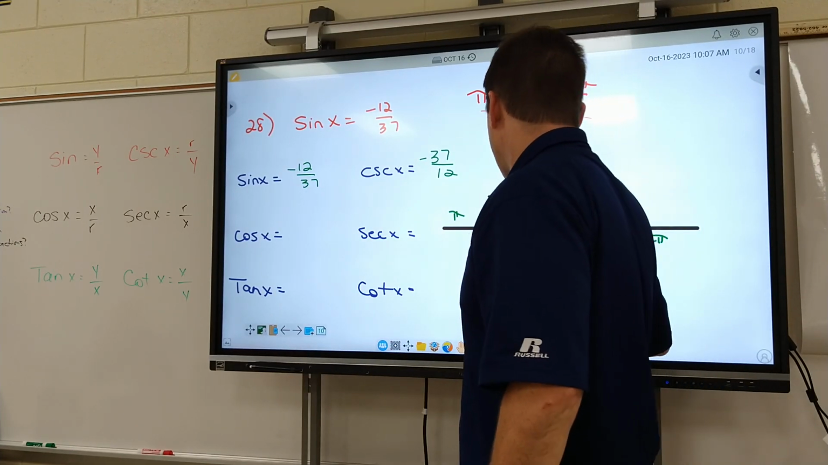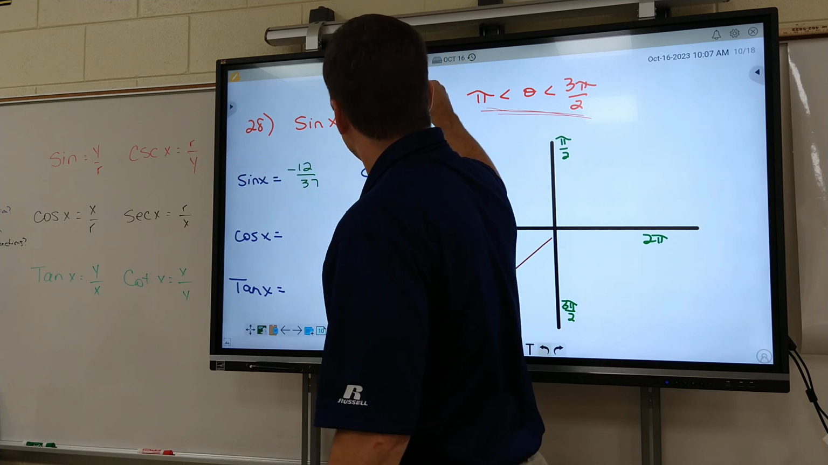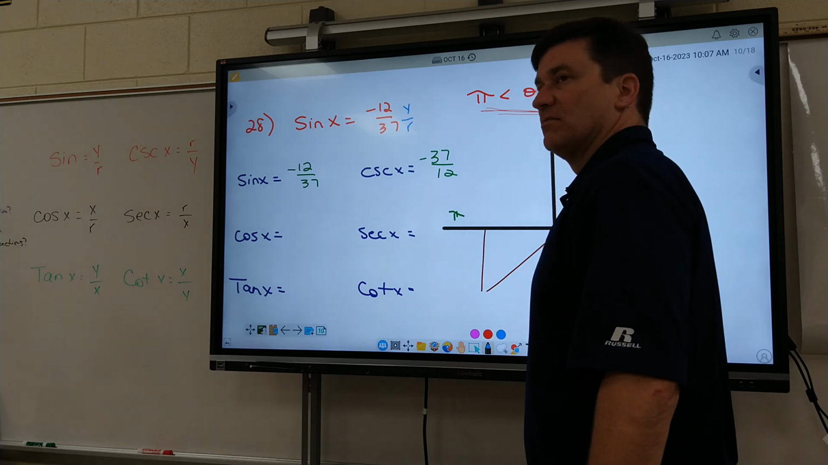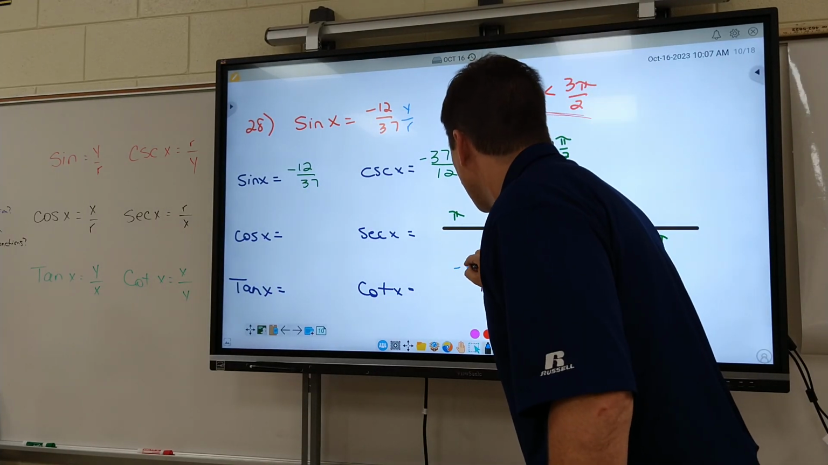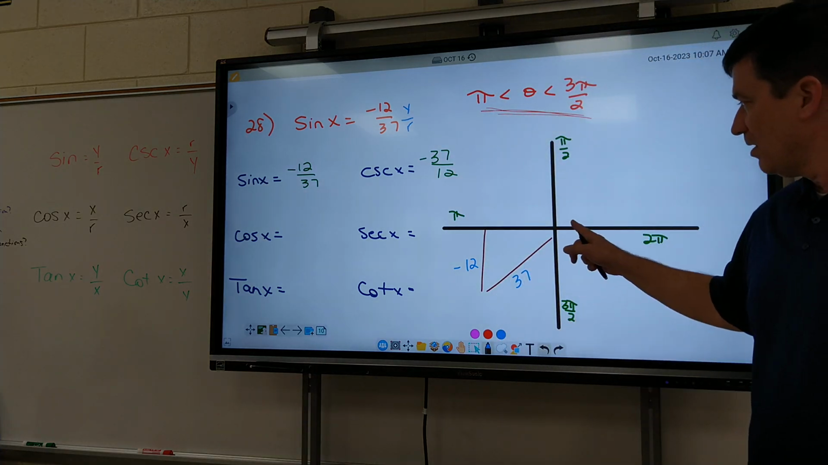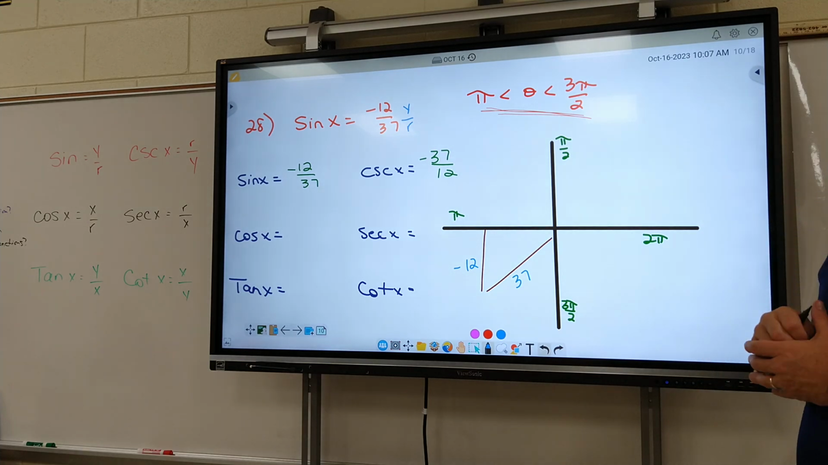All right, if I lose you, let me know. Next step. Our formula for sine means that's my y and that's my r. So I can put -12 right here. I can put 37 right there. Remember, your hypotenuse is always going to be a positive number.